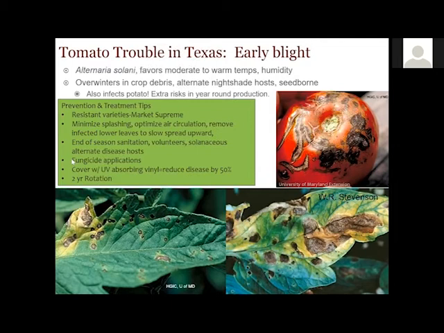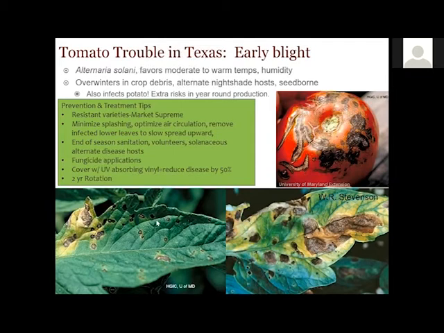And if you cover your tomato production area with UV absorbing vinyl, we can reduce disease by about 50% because this actually needs UV to sporulate very well. So you're basically almost half neutering the fungus, if you will.